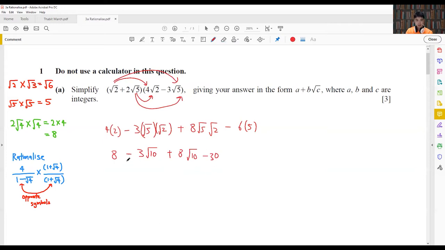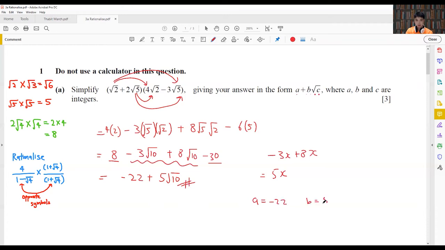And as you can see from now, all you can do is group up the like terms. You can even treat the surds as if you were writing minus 3x plus 8x, which would result in 5x, right? Same case here. This will be 5 surd 10. 8 minus 30, you have negative 22 plus 5 surd 10. Then this will be your final answer, which is in the format of a plus b surd c, where a is equal to minus 22, b is equal to 5, and c is equal to 10. Okay.